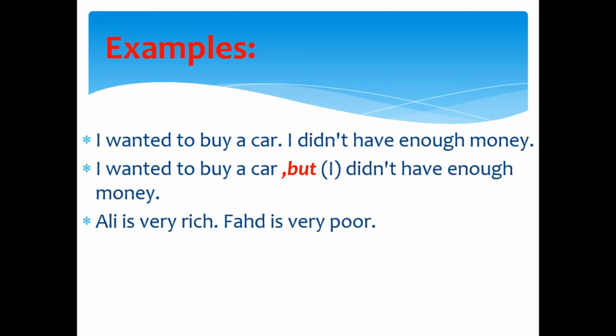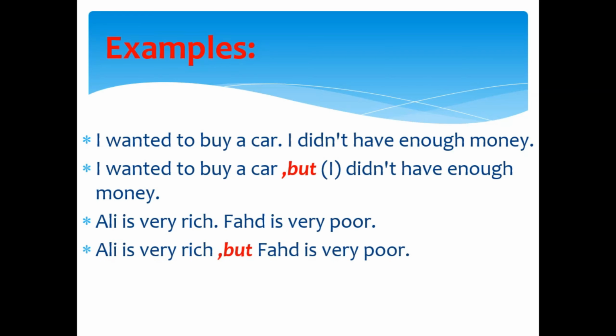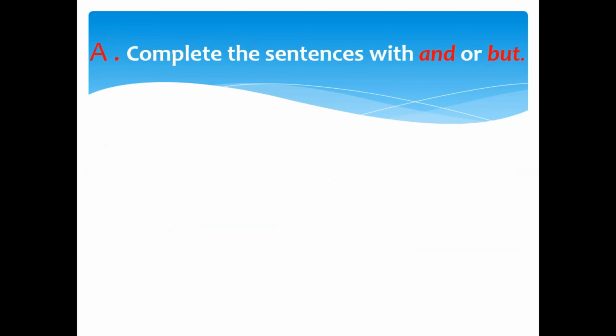Next, Ali is very rich. Fahd is very poor. Here I'd like you to join these two sentences using but. Good. Ali is very rich, but Fahd is very poor. As you can see here, we have opposite ideas. Being rich is opposite to the idea of being poor. Good. Now let's move to the exercise A.